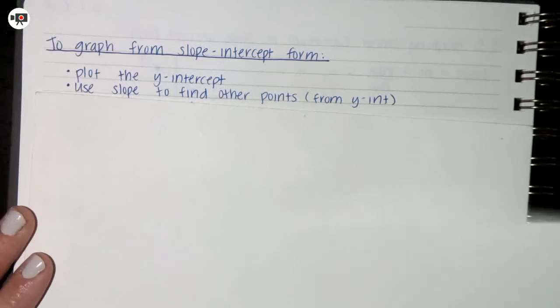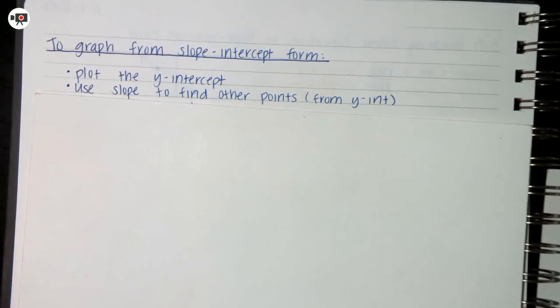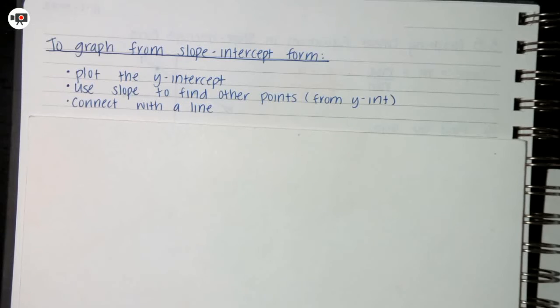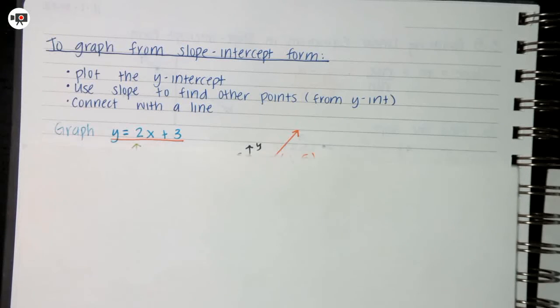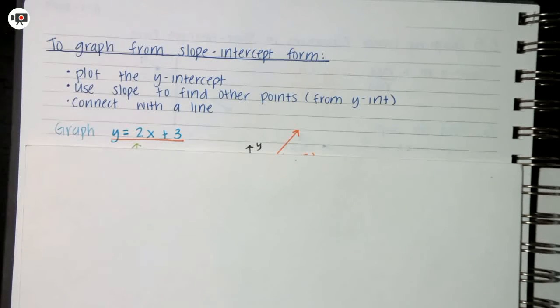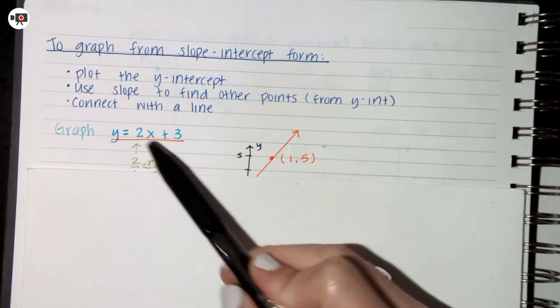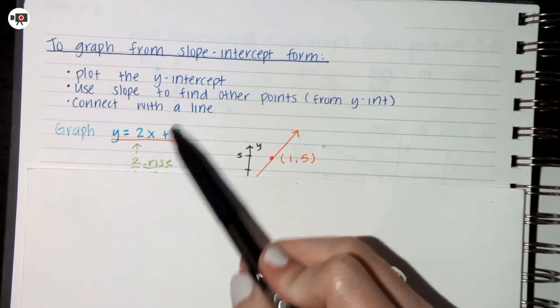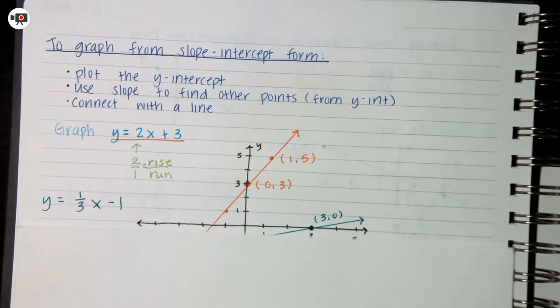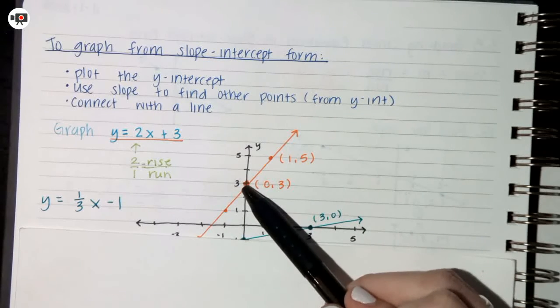And now we're going to graph a couple of lines. To graph from slope-intercept form, we are first going to plot the y-intercept, and then we are going to use the slope to count on the graph from one point to the next, and then connect them with a line. So if I graph y equals 2x plus 3, 2 is my slope and 3 is my y-intercept. So I go up to 3 and put a dot.